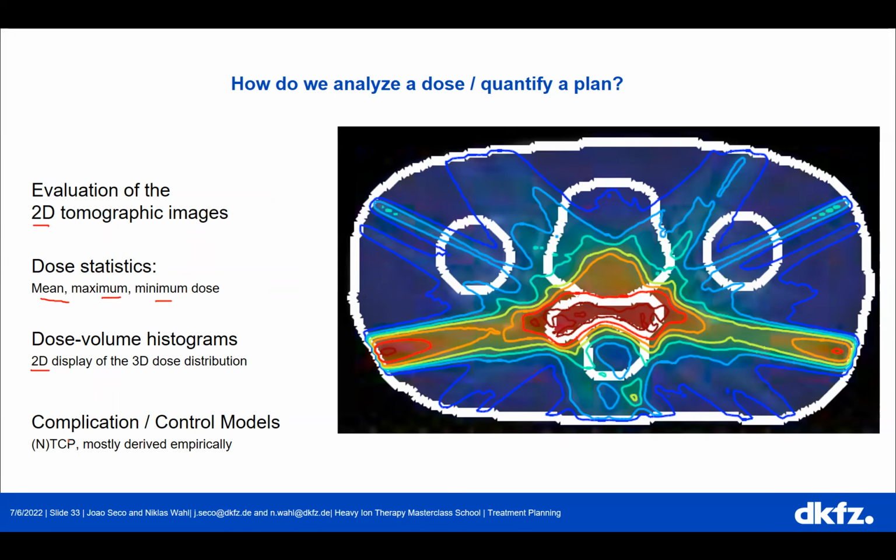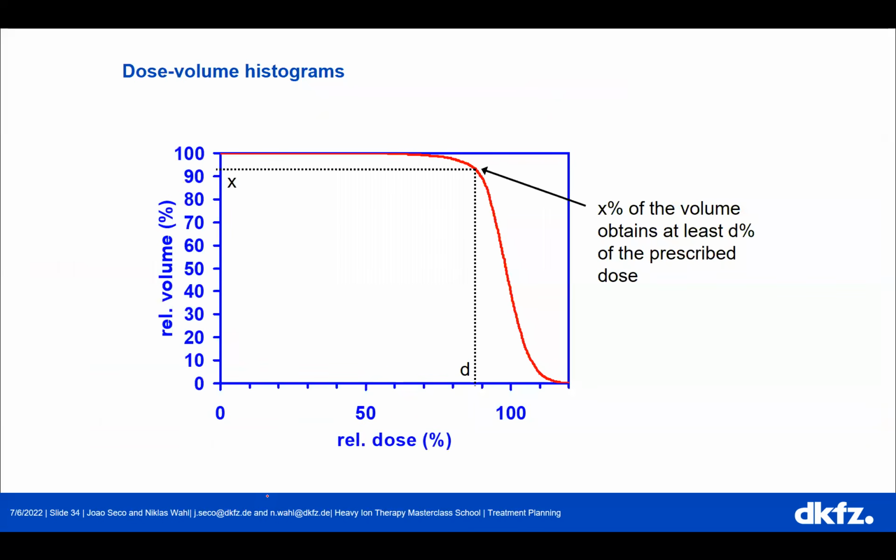And finally, we can also do the biological analysis of the data. So NTCP or TCP are usually related to normal tissue complications or tumor control probability. Both of them are highly important parameters when analyzing plans. Okay, so here's the dose volume histogram. It's the most heavily used method to analyze data.